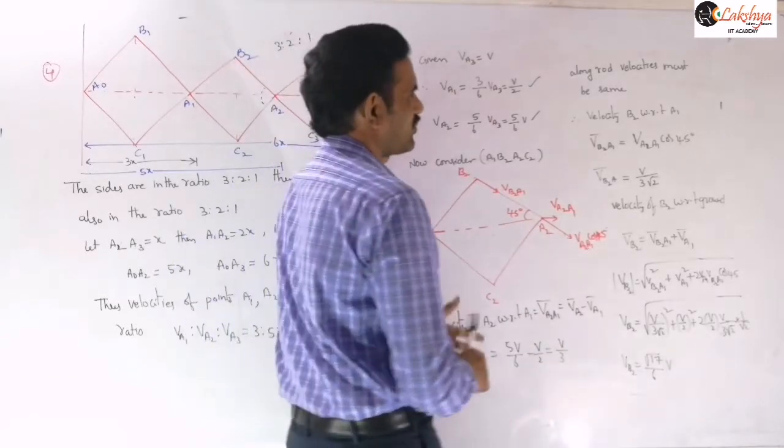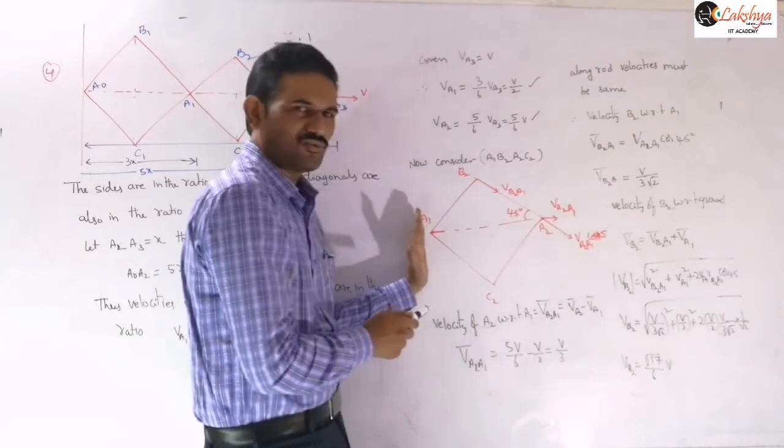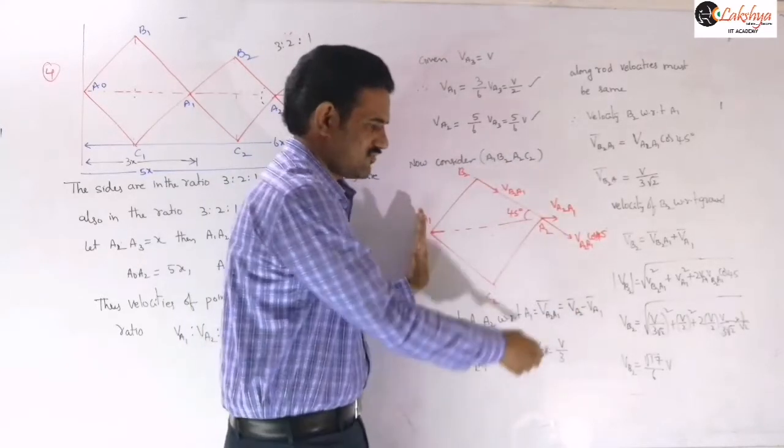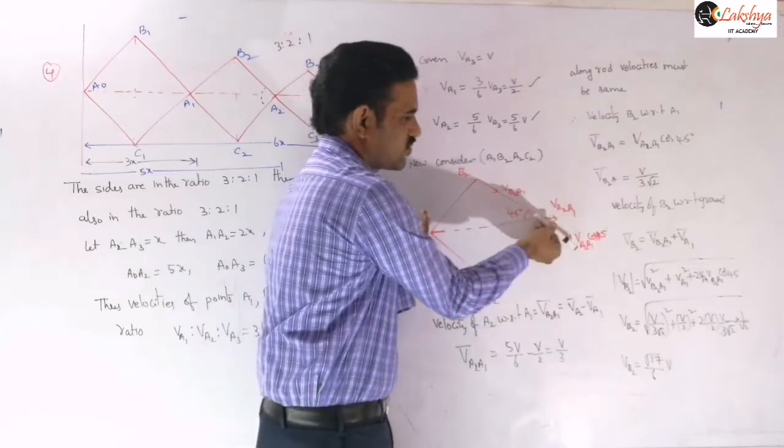Now along the rod the velocities must be the same. This is the velocity we are considering according to our assumption. This point is at rest, and only this point is moving with this velocity V by 3. Next, we are resolving this velocity into components here.